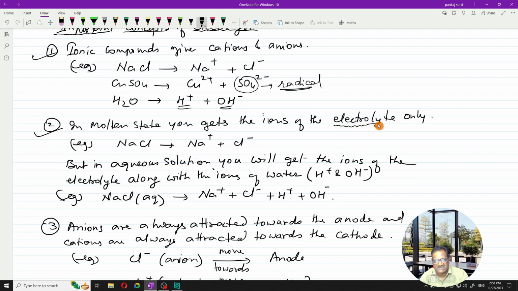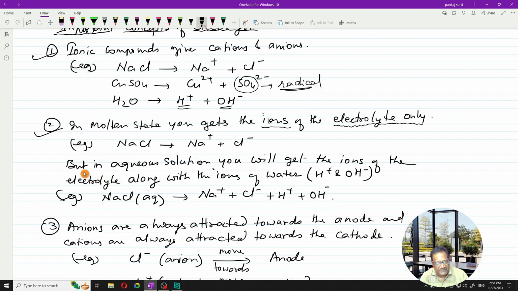In the molten state, the ions that you get are of the electrolyte only, because there's no solution, there's no water involved. So suppose you take NaCl, the ionic compound, and melt it. In the molten state, this NaCl will give you sodium ion and chloride ion. So you will be getting sodium and chloride ions only. These ions are of the electrolyte only.